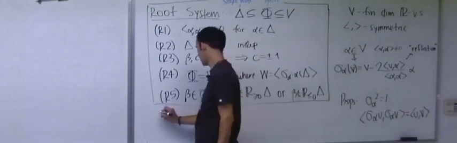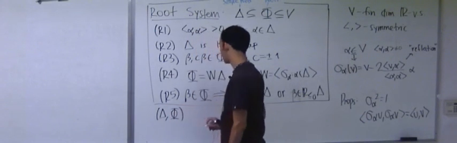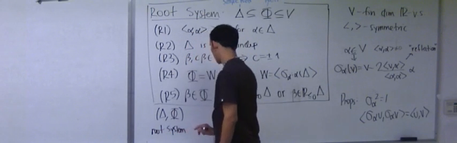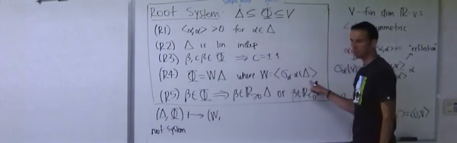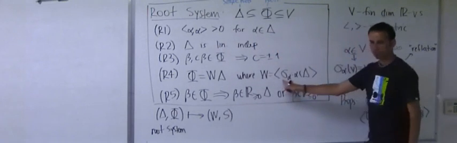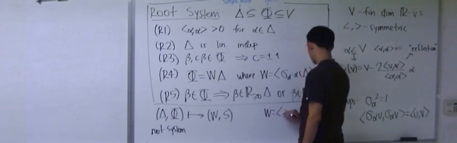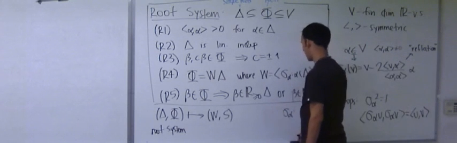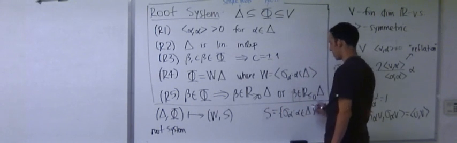And given a root system like this, we're going to get a group W that I already defined with a set of generators, which is implicit here. Okay? So W is, well, I already wrote what W is, and S is this set of generators. Okay?